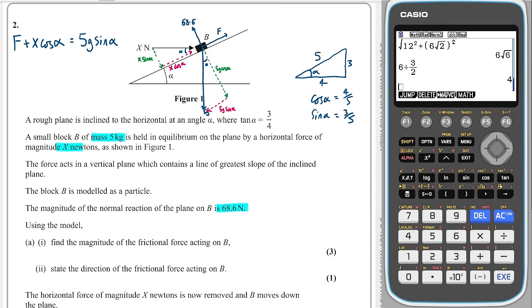So I know everything except x, so that's going to be a bit of an issue. Let's see if we can find x by looking in the other direction. In the other direction, we have going upwards 68.6, and we have going down x sine and 5g cos. So those must be equal. So going down is x sine plus 5g cos.